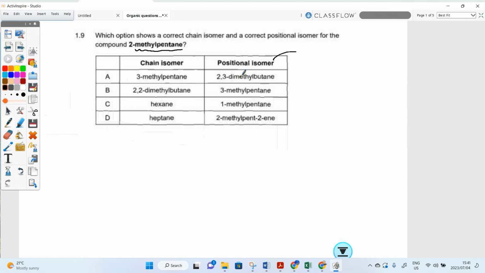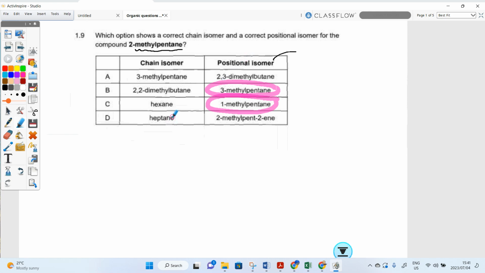So there we go. This one says dimethylpentane. No, we don't want that. This one says methylpentane. So it could be that. This one also says methylpentane. So it could be that because they've got different numbers, but the same name. So please be careful.